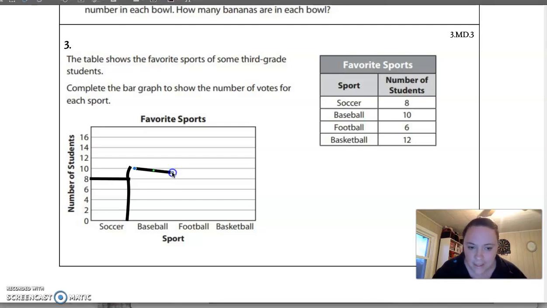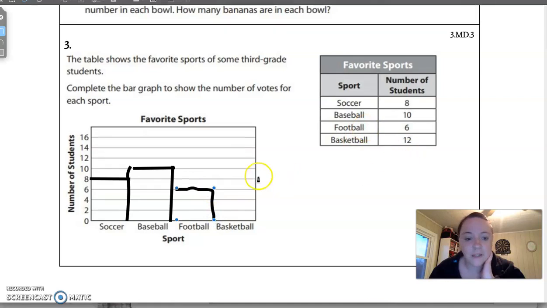Oh my goodness. This thing is not liking me today. Okay. We'll just extend it there. Okay. Baseball. Now football is 6. I need to draw a line. Oh my goodness. What is happening? You know what? We're just going to delete that one and redo it. So 6.